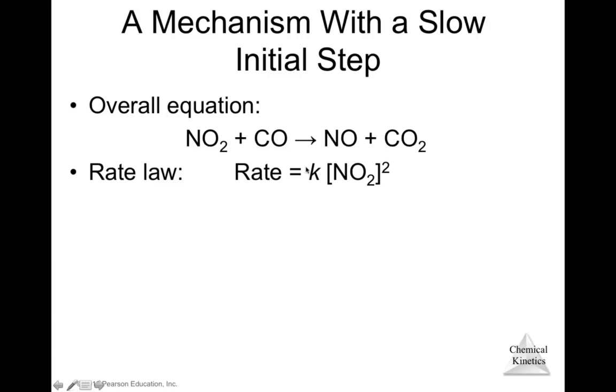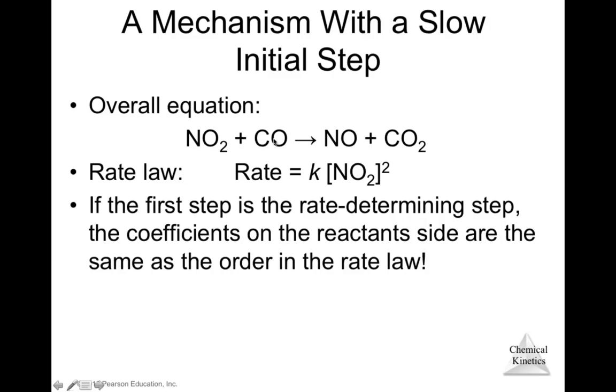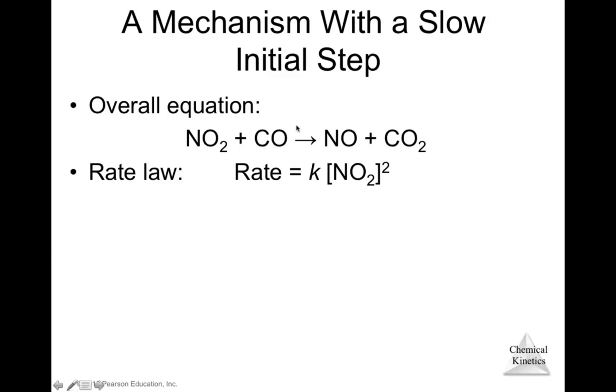Remember that in the rate law, we express the rate as the concentrations of the reactants that affect the rate. So here we have a reaction with two different reactants, and just one of them is part of the rate law. That means that CO has an order of 0 in this reaction. It doesn't matter how much carbon monoxide you add, you are not going to affect the rate of this reaction. The rate is affected just by the concentration of NO2.